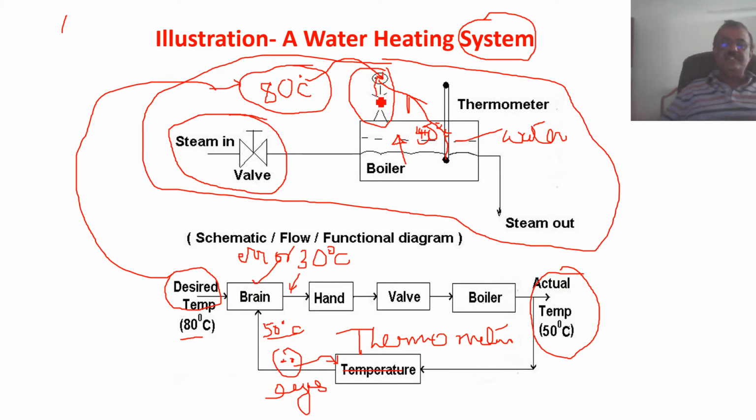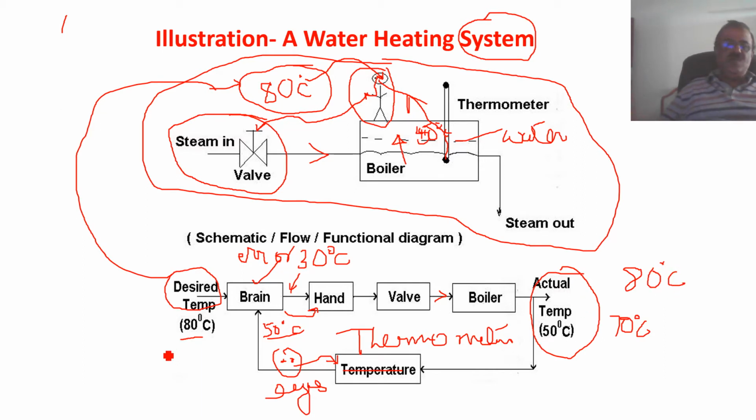Not only that, next it should initiate action. So the brain sends a signal to his hand. This hand is like an actuator. What it does is it tries to adjust the valve. It opens the valve so that more steam can flow, so more heat transfer can happen. So the temperature changes. Let us say it will now reach 70 degrees Celsius. Like this, it dynamically keeps adjusting till he achieves 80 degrees Celsius.